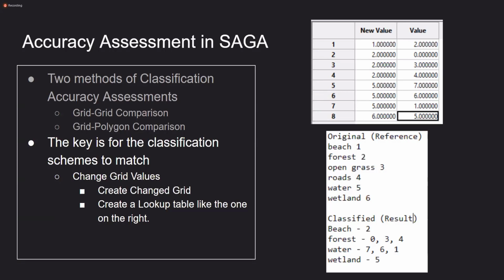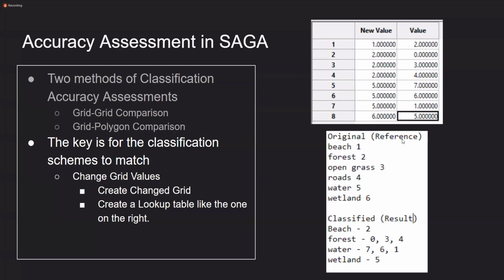The biggest key for doing this in SAGA is making sure that the classification values you use are the same in your result and your reference. You can see over here in my original reference, I had used semantic descriptive classes: beach, forest, open grass, and then redefined those as numbers 1 through 6. That's because SAGA's default is to use numbers, not verbal descriptions, for classes.